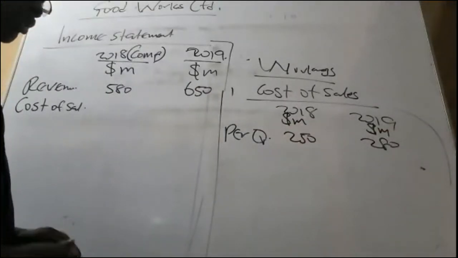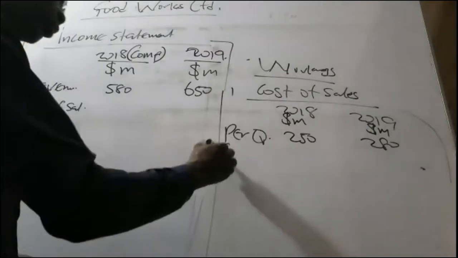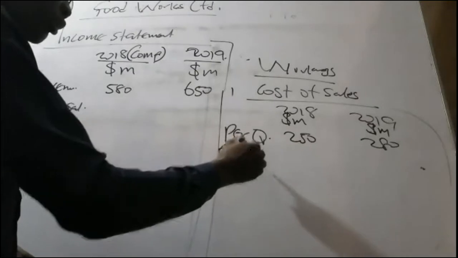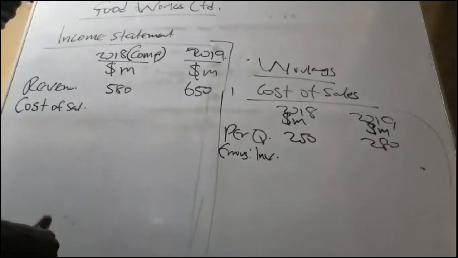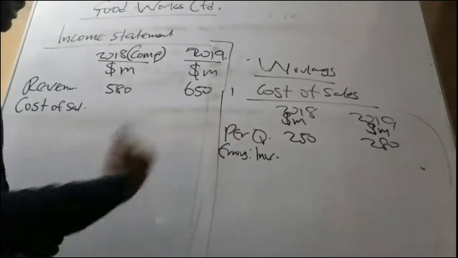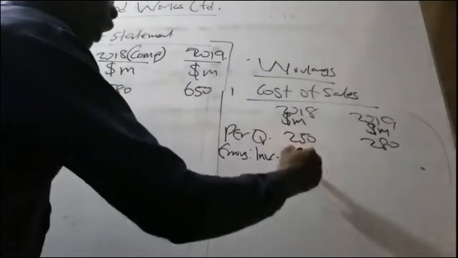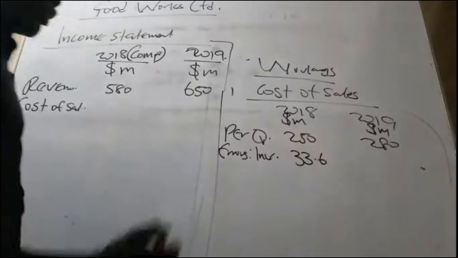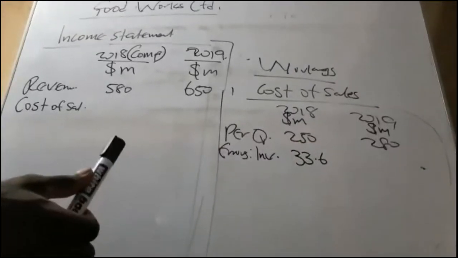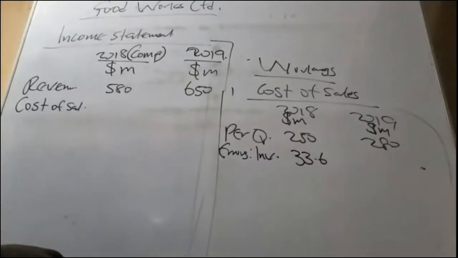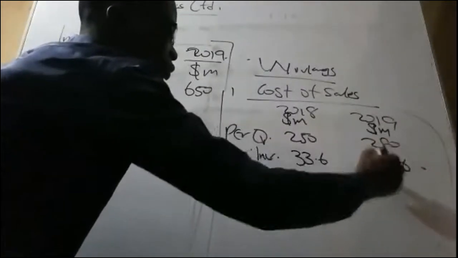Then the errors that you've identified and their effects. Number one will be the error on the inventory. We said that in 2018, the cost of sales has been understated, so we have to add back 33.6 million to that of 2018. And we said that in 2019, the cost of sales will be overstated, so subtract. Perfect.